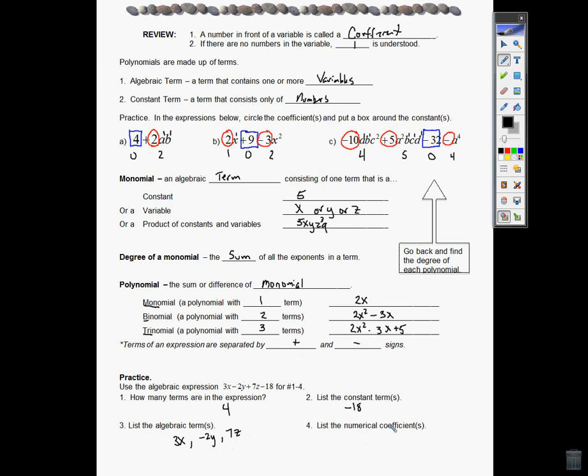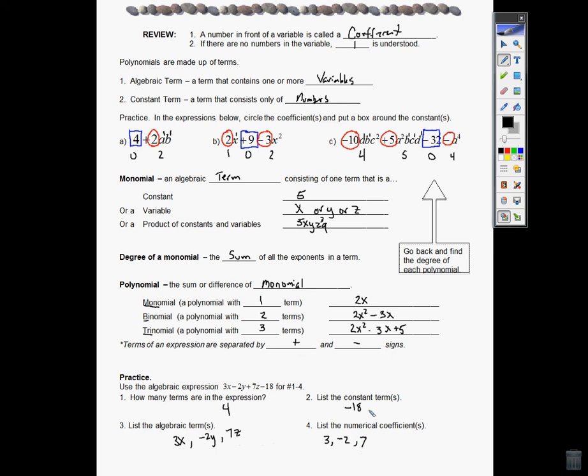And list the numerical coefficients. Okay, so the coefficients are going to come from the algebraic terms, from these monomials, and it's going to be the number that multiplies the variable. So in this case, the 3x, the coefficient is a 3. In this case, the negative 2y, the coefficient is a negative 2. And in this case, the 7z, the coefficient is a 7.